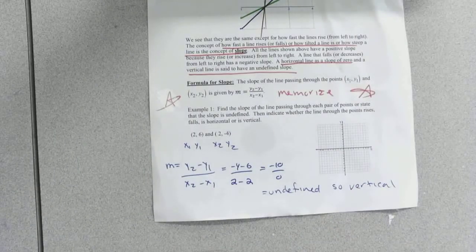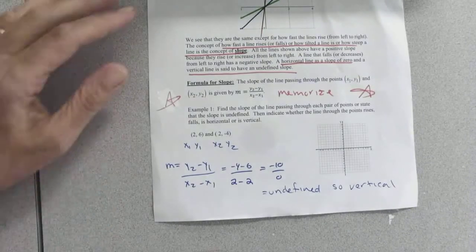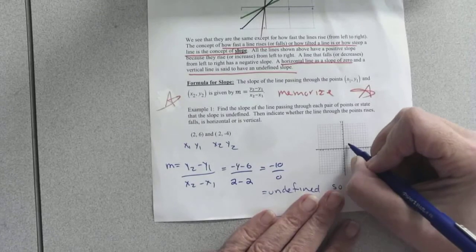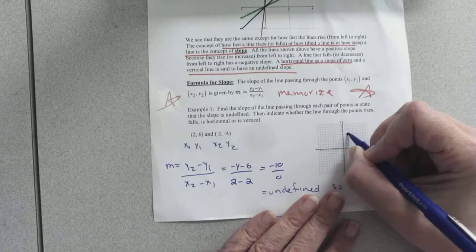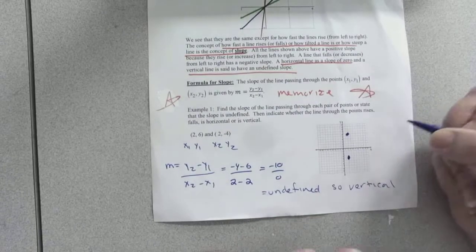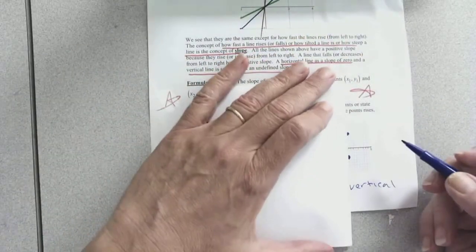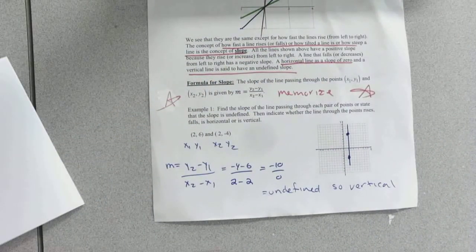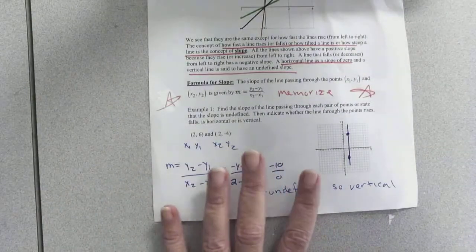Now, we already know that it's vertical, but let's just verify that it's vertical. We have the point (2, 6). So there's 2, there's 6 right about there. We have the point (2, negative 4), looks like it's right there. And if I connect the 2 points, indeed, it's vertical. Okay, more of the same.